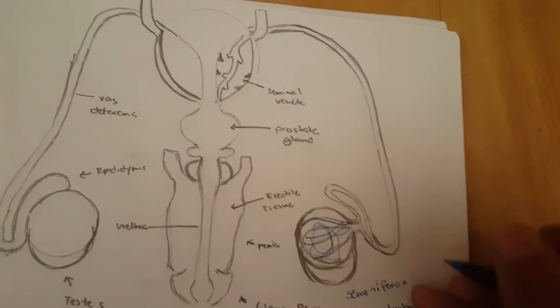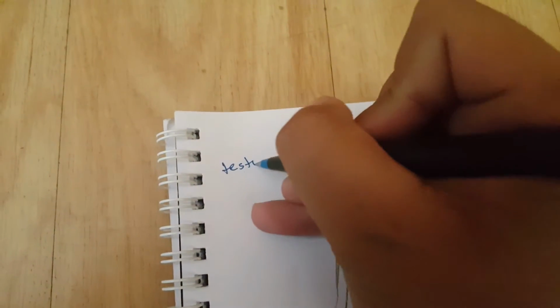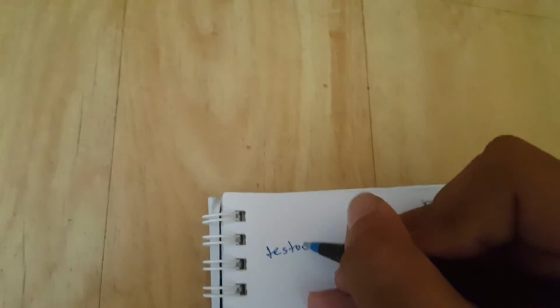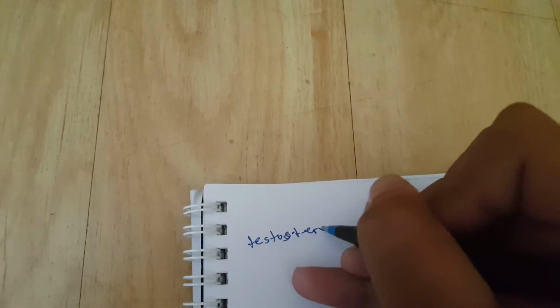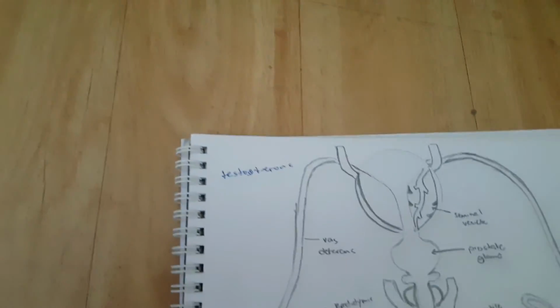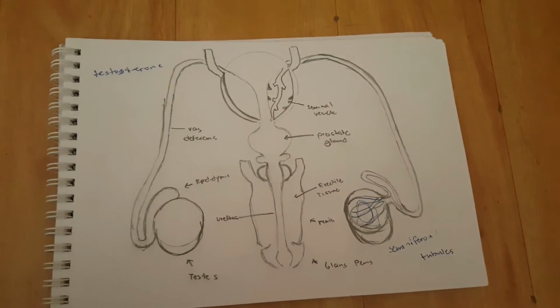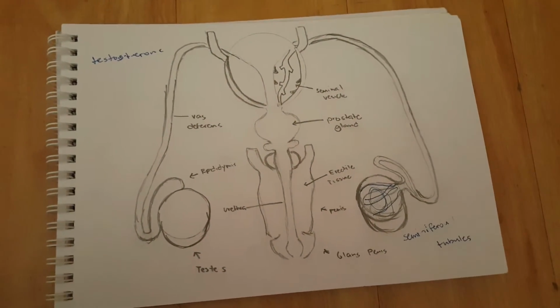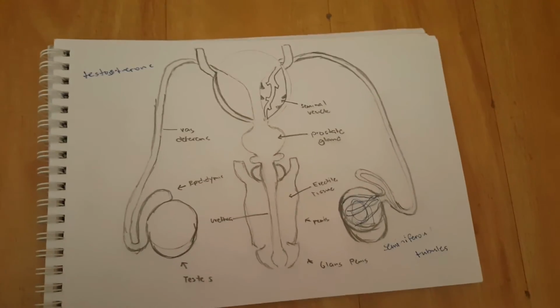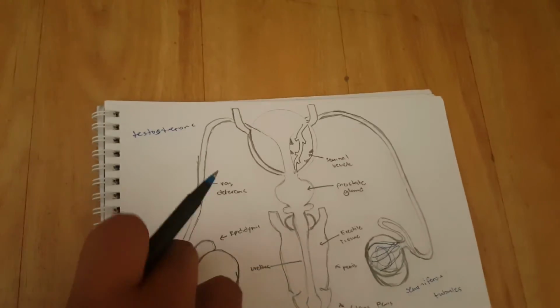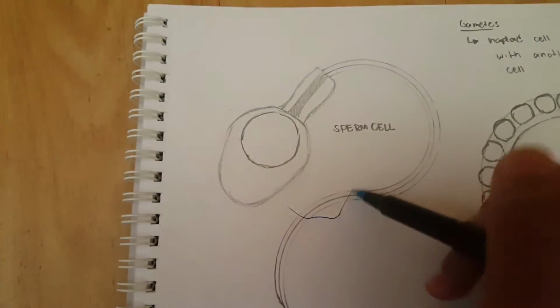Hormones known as testosterone cause them to turn into sperm. They divide and change until they look like tadpoles, which looks like this, the sperm cell.